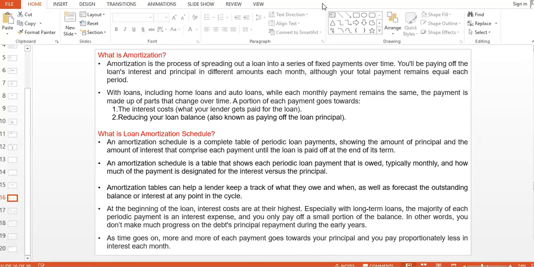This point indicates that your total payments remain equal each period, and your total payments include two things. One is the loan interest, the other is the principal payment. And in every payment, the amount of interest and the amount of principal varies.